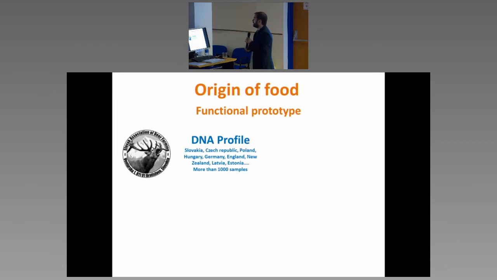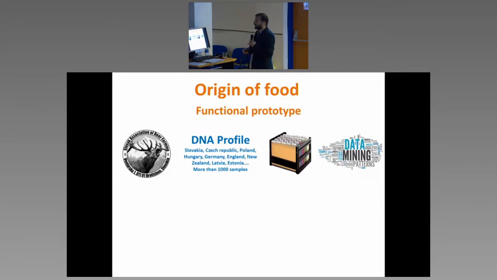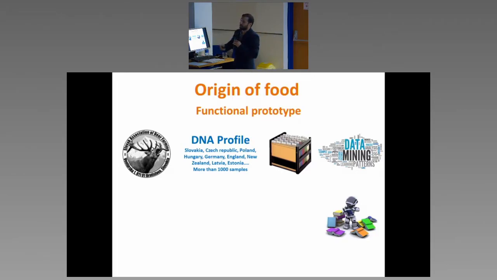We have more than 1,000 samples of deer. Then we create a database, and we optimize the data. Then we use data mining techniques, which are really suitable for a huge amount of data. And generally, we use a statistic technique which we call machine learning. So we try to teach the machine how to classify our data.